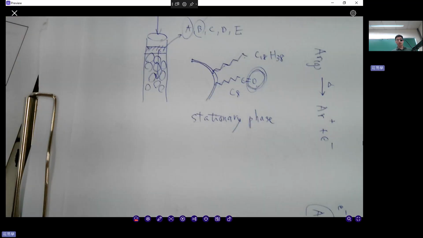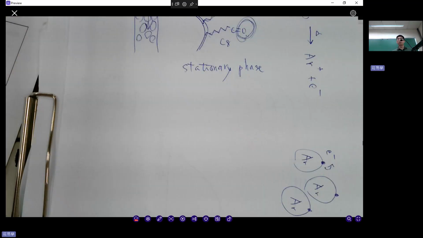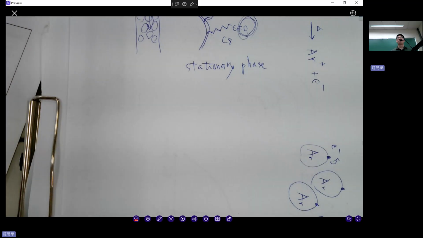Okay, so coming back to the question at the very beginning, why do we need to do separation before we can quantify the compounds? Well, one example would be, let's say we use a UV-vis spectrometer. We know that a UV-vis spectrometer can be used to quantify the concentration of a compound, right?